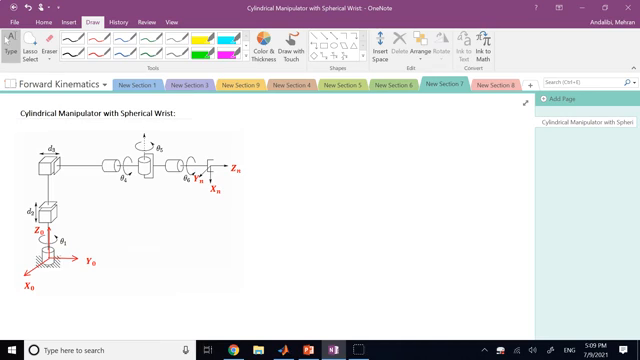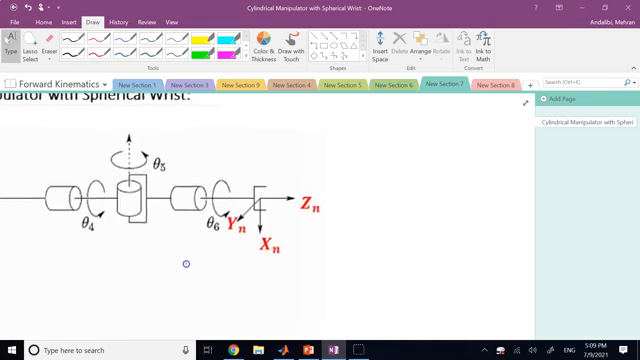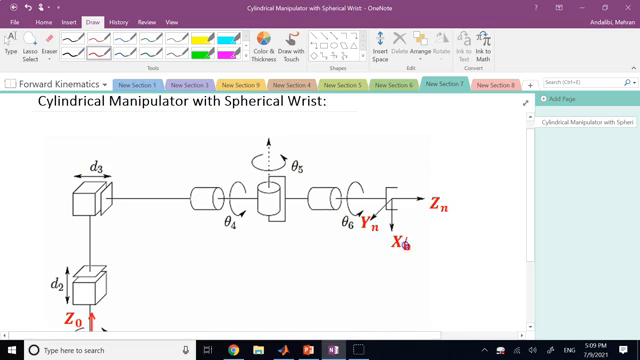This is the cylindrical manipulator with the spherical wrist, and here I just copy and paste everything for you because they are too big. So here, if I want the x, y, z of the end effector frame with respect to the base frame, since n is 6 here, I can call them 6. So this is going to be x6, this is going to be y6, and this is going to be z6.